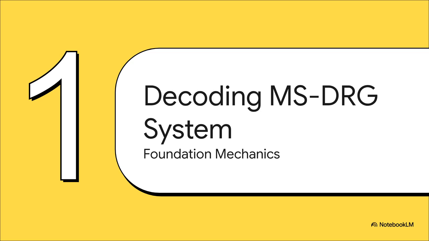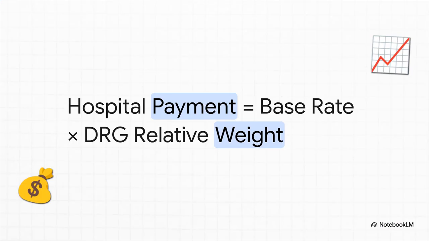Let's start with the absolute foundational mechanics of how hospitals are actually paid for inpatient stays. Because honestly, before you can even think about optimizing your coding or documentation, you've got to understand the mathematical engine driving the whole shebang. Okay, so the crucial point here, the thing you've got to remember, is this core formula. A hospital's payment is simply its base rate multiplied by the relative weight of the assigned DRG.